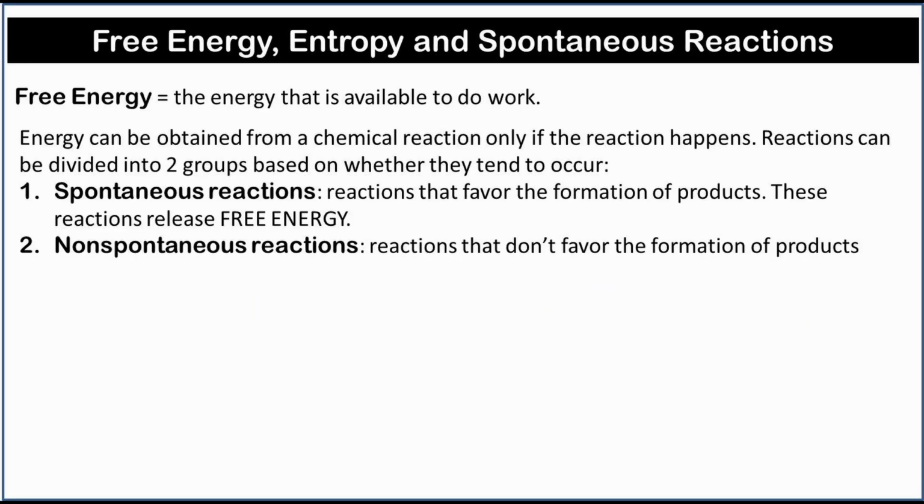Some of the energy released in a chemical reaction can be used to do work. Energy can be obtained from a chemical reaction only if the reaction happens. Reactions can be divided into two groups based on whether they tend to occur. Spontaneous reactions are reactions that favor the formation of products. These reactions release free energy. Nonspontaneous reactions are reactions that don't favor the formation of products.